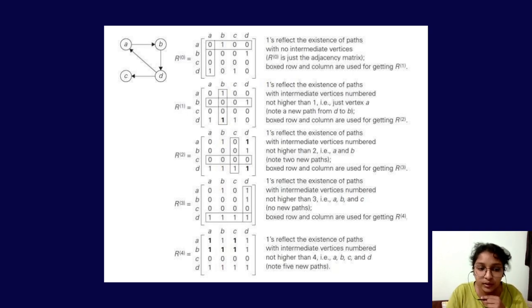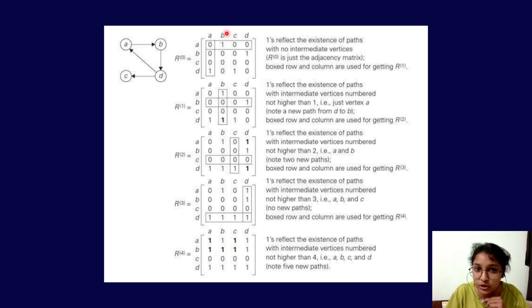I'm pretty sure everybody knows how to convert a directed graph to a matrix. So after conversion, this is the graph that we get, and this is the matrix that we get. According to Warshall's algorithm, we need to check through each node if there is a path existing through that node as the intermediate node. So here we have taken A as an intermediate node.